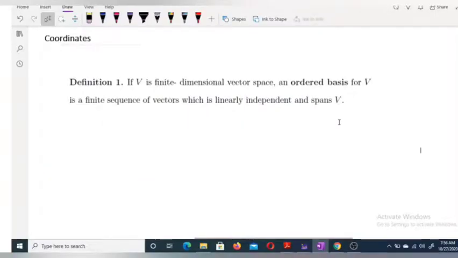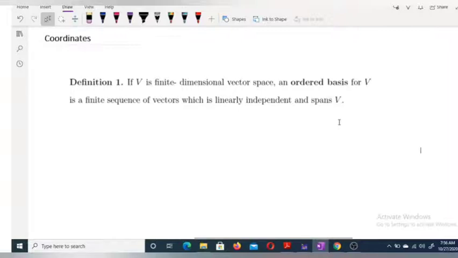Hi, good morning. Today we are going to start our next section, coordinates. Before that, we already know the definition of basis. Now, what do you mean by a basis? A basis is a set of vectors which is linearly independent and spans the space V.